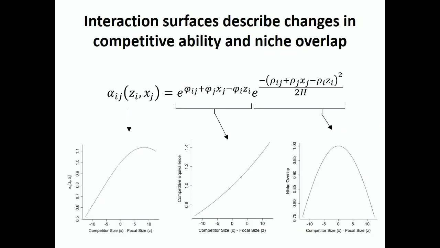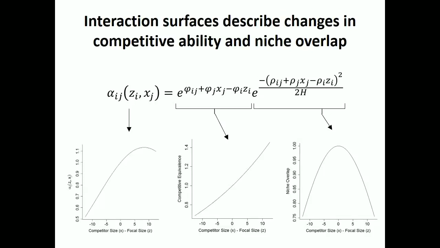The way to do that, as I mentioned before, is through these interaction surfaces. I just want to point out here that these alpha surfaces are made up of two components. The first one is this competitive asymmetry part here, which is described by this equation. This is basically just saying that competitive ability increases with body size, and it may do so differently between the species.